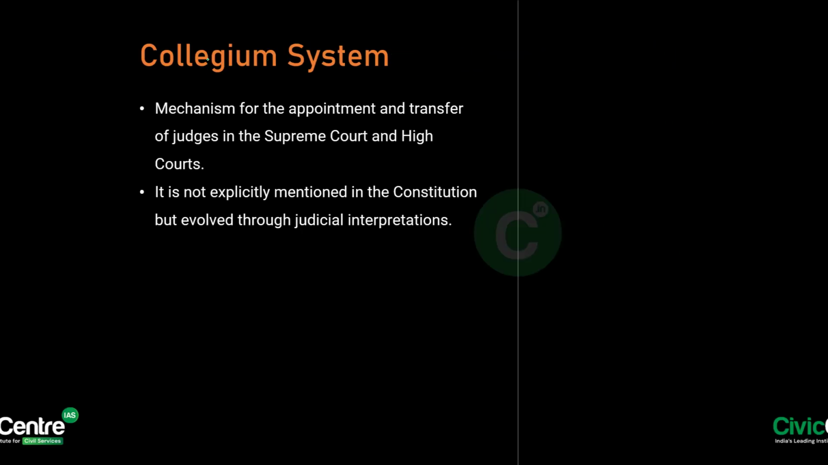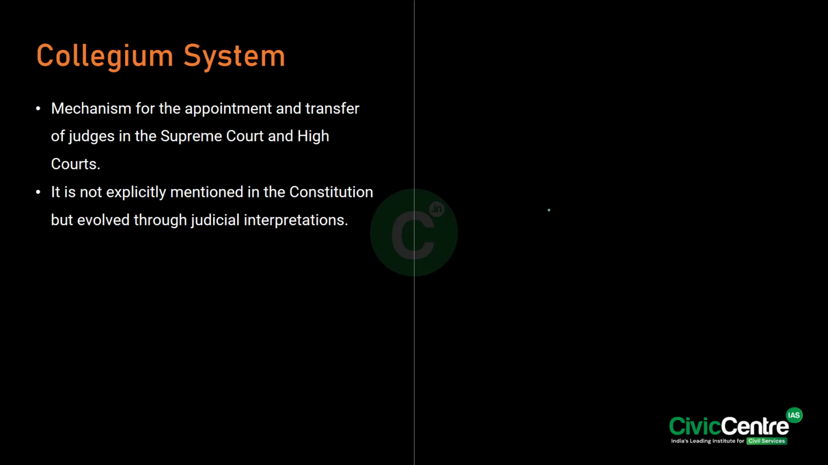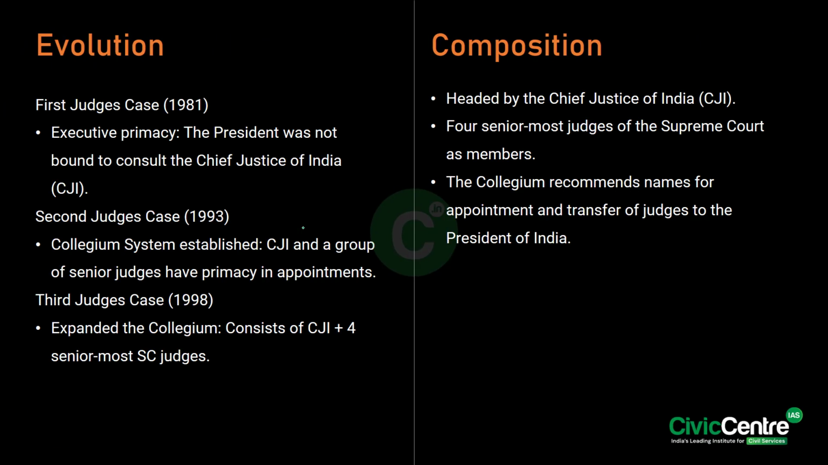See, the Collegium system is a mechanism for the appointment and transfer of judges in the Supreme Court and the High Court. Significantly, it is not explicitly mentioned in the Constitution, but evolved through judicial interpretations. So how did it evolve? See, in the first judge's case, the president was not bound to consult the Chief Justice of India. But in the second judge's case of 1993, CJI and a group of senior judges have primacy in appointments and the collegium system was established.